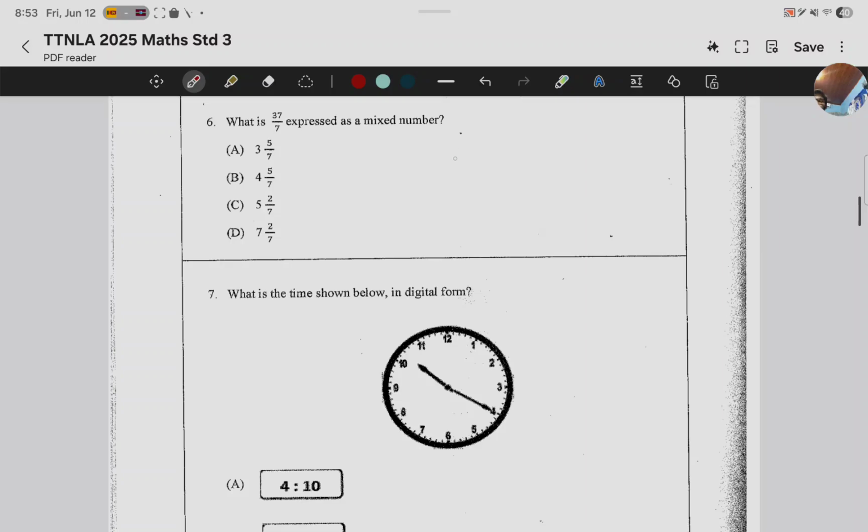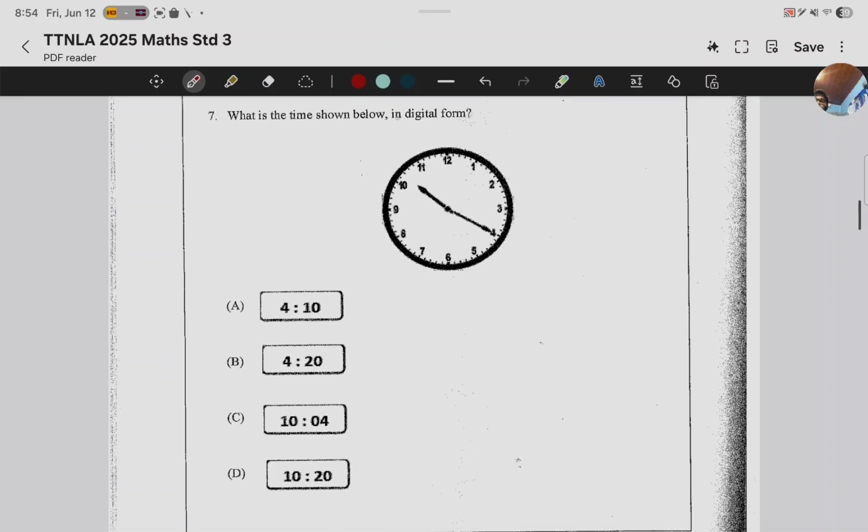What is 37 over 7 expressed as a mixed number? To convert an improper fraction to a mixed number, we divide the numerator by the denominator. 7 goes into 37 5 times. 7 times 5 is 35. 37 take away 35 is 2. We take the quotient and make it the whole number and place the remainder over the divisor to form our fraction. So it's 5 and 2 sevenths.